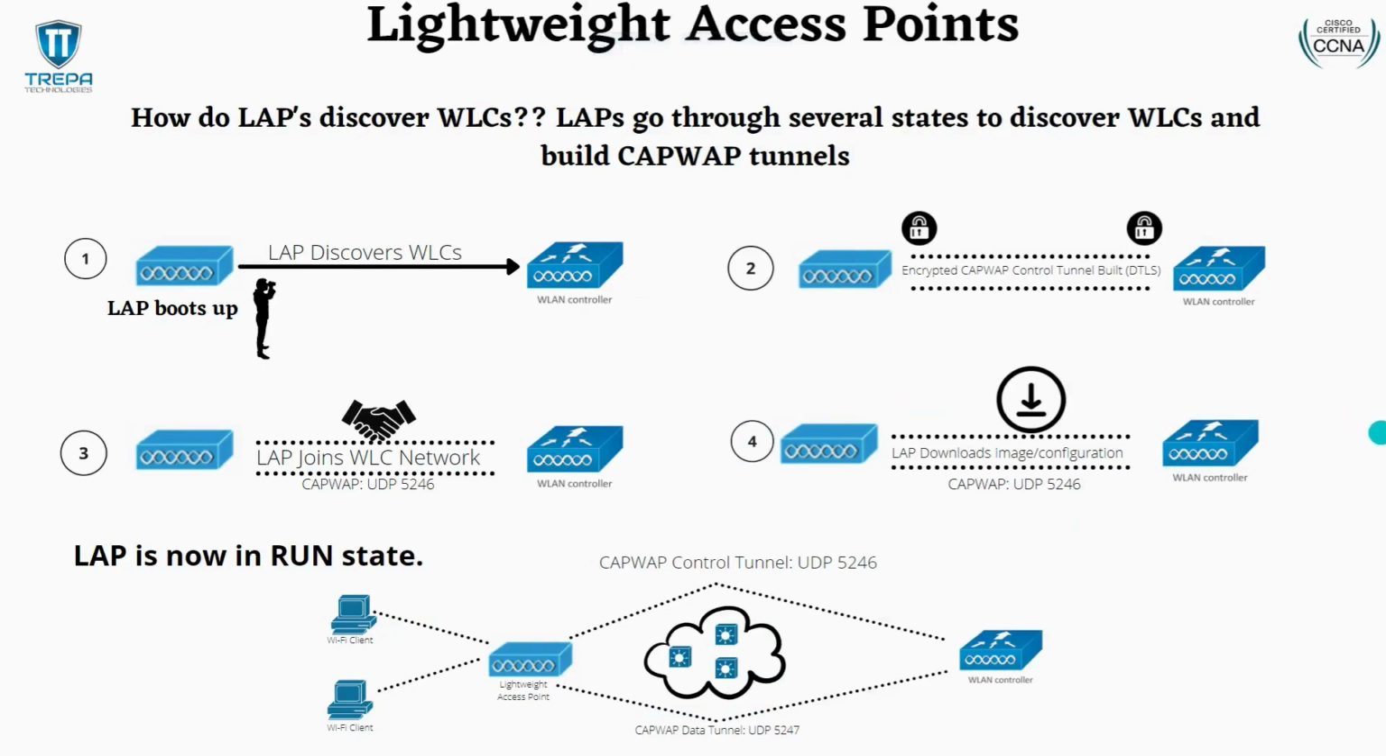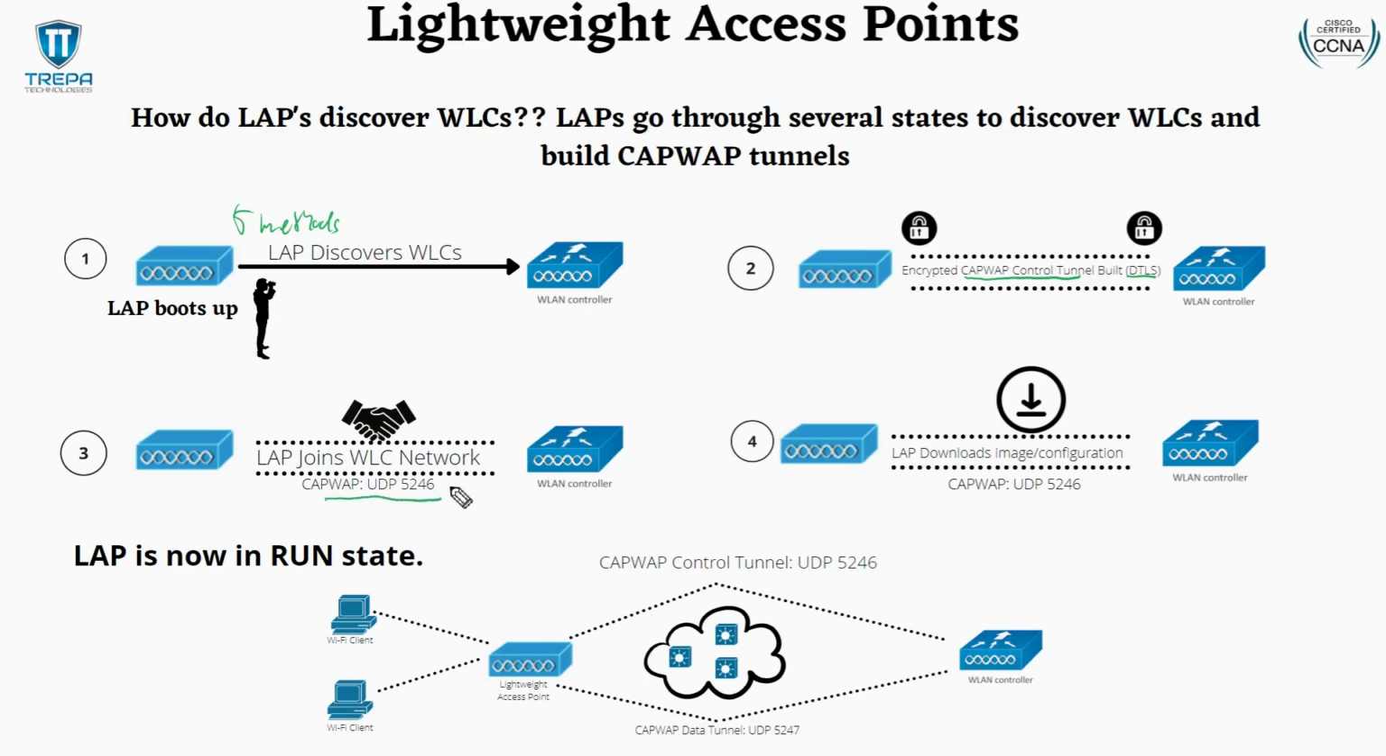So step one is going to be that lightweight access point boots up. It's going to download its initial image, and then it's going to go through 5 different methods of discovery to discover the WLC. And then once it does that, it's going to build a CAPWAP control tunnel encrypted with DTLS to the wireless LAN controller. The wireless LAN controller is going to receive that CAPWAP join connection essentially, and then it's going to accept it or deny it, and then it's going to join the wireless LAN controller network.